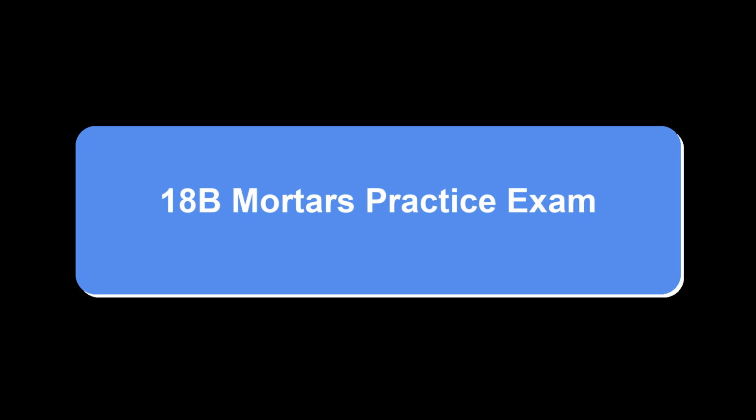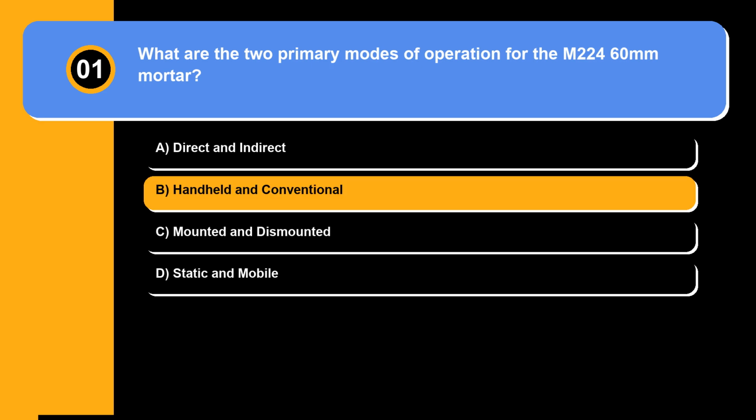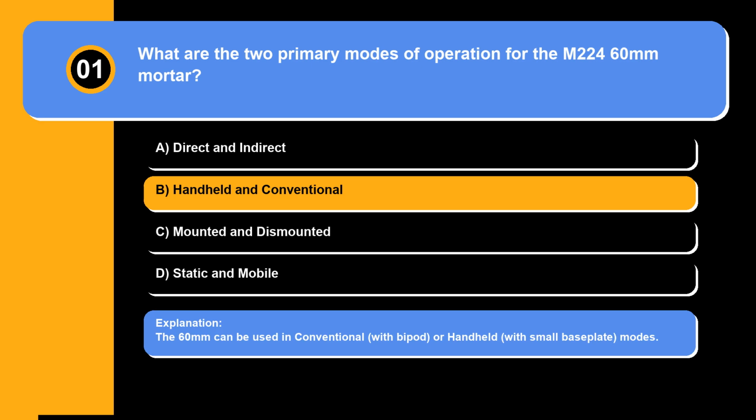18B Mortars Practice Exam. Question 1. What are the two primary modes of operation for the M2 24-60mm mortar? A. Direct and indirect. B. Handheld and conventional. C. Mounted and dismounted. Or D. Static and mobile. The correct answer is B. Handheld and conventional. The 60mm can be used in conventional, with bipod, or handheld, with small baseplate, modes.